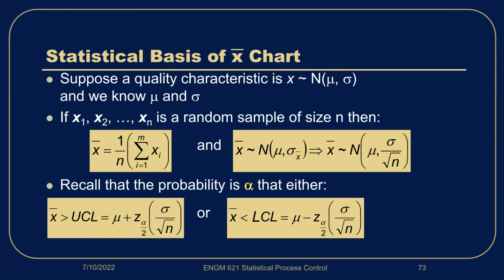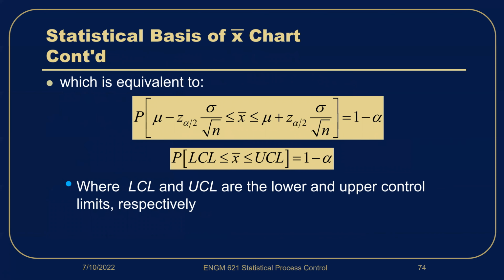For X-bar chart, for quality characteristic X that follows normal distribution, if x1 to xn is a random sample, then x bar is the numerical average of x1 to xn. And x bar follows a normal distribution with the process mean and the standard deviation over square root of n. Type 1 error probability alpha is the chance of x bar either above the upper control limit or below the lower control limit. In other words, the probability that x bar is within the control limits is 1 minus alpha.